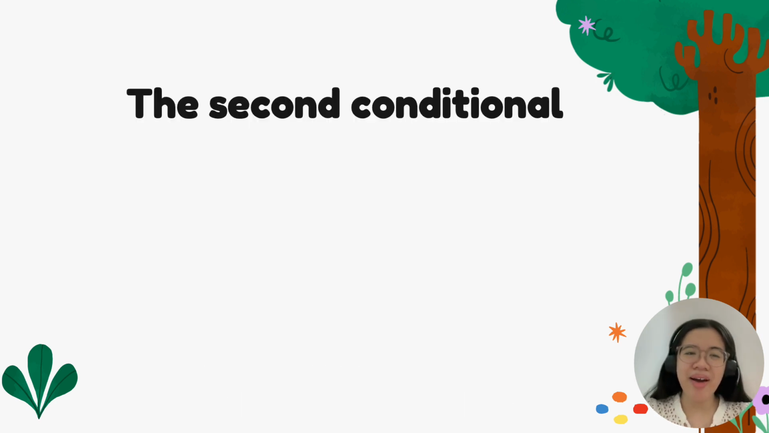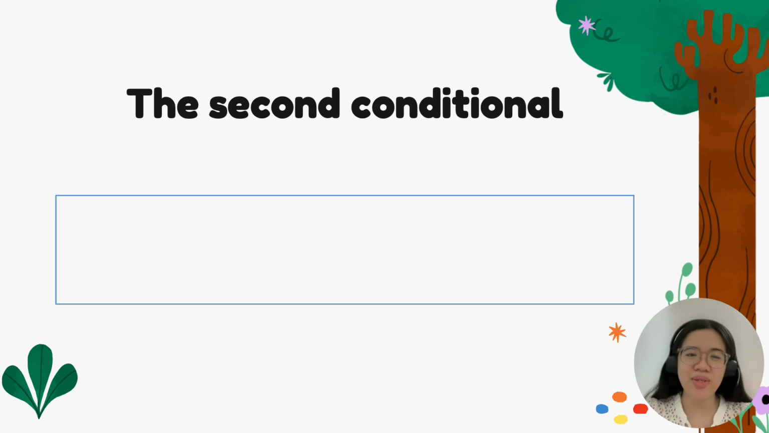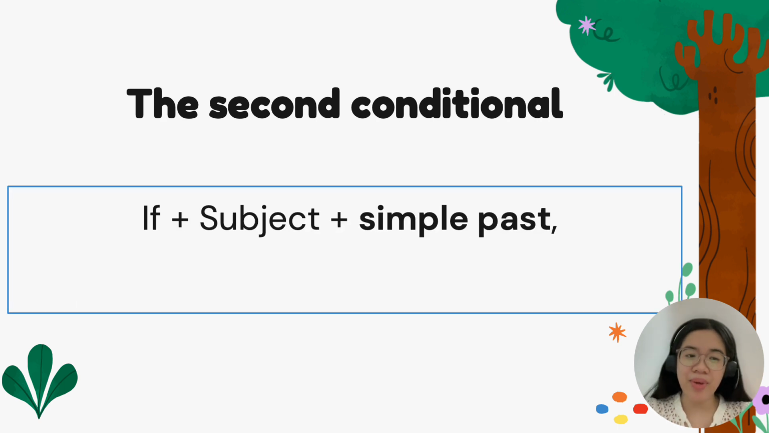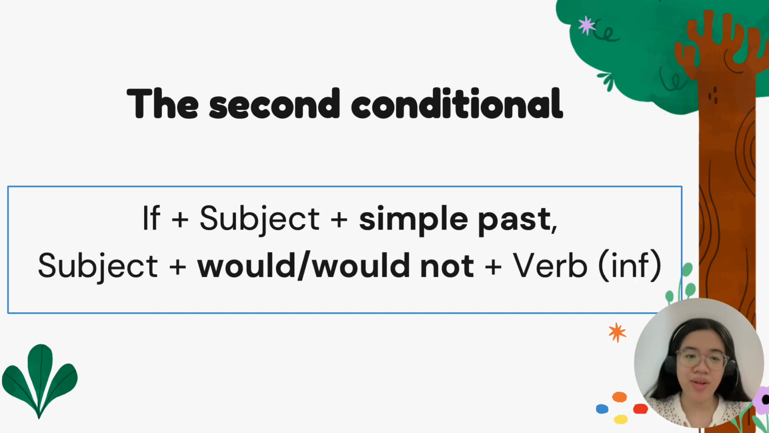Okay, so let's talk about the form of the second conditional. The form is if plus subject plus simple past and a comma, subject plus would or would not plus verb in its infinitive form.